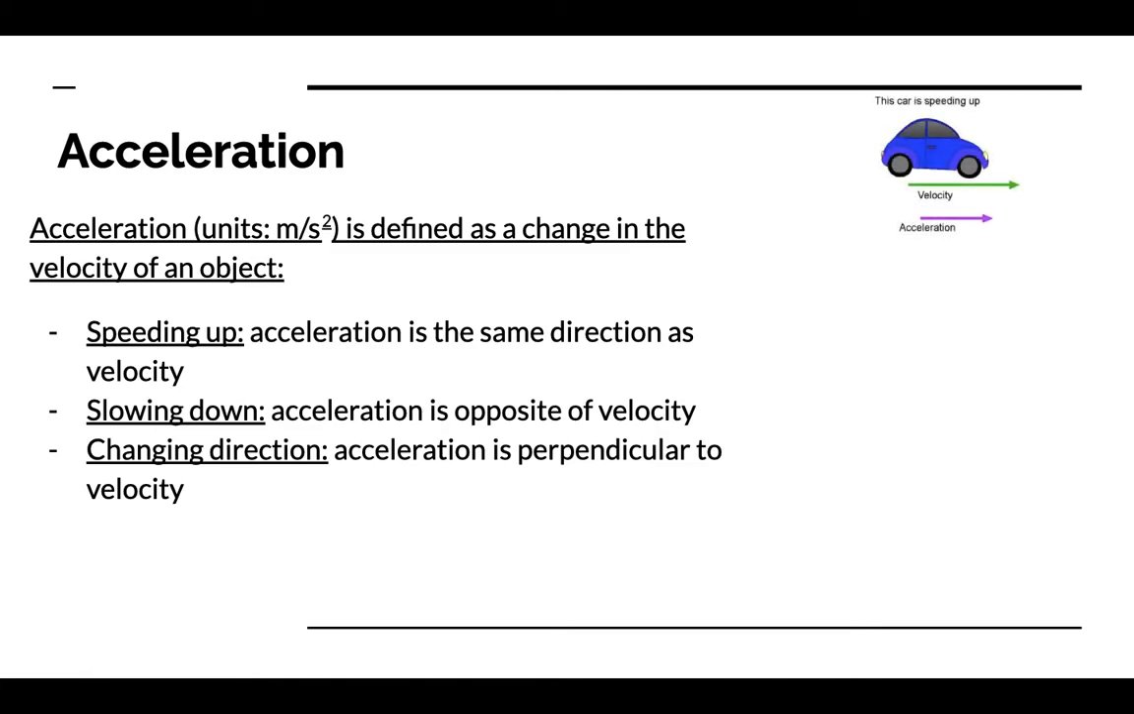So the conditions for acceleration, for speeding up and slowing down and changing direction, depend on the relative sign of your velocity and acceleration vectors. If you're speeding up, your velocity and acceleration vectors will be in the same direction. So for example, for a car that's heading to the right and speeding up, its acceleration will also be to the right. On the flip side, if this velocity was to the left and our car was speeding up, acceleration will have to point in the same direction, which means acceleration would also be pointing to the left.